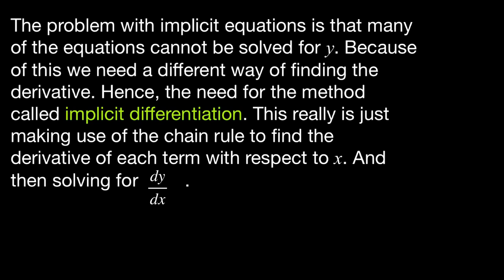Because of this, we need a different way of being able to find our derivative. Hence the need for the method called implicit differentiation. This really is just making use of the chain rule to find the derivative of each term with respect to x, and then solving for dy/dx.